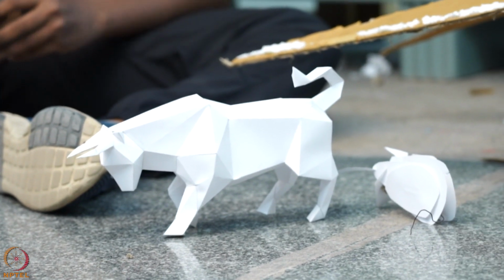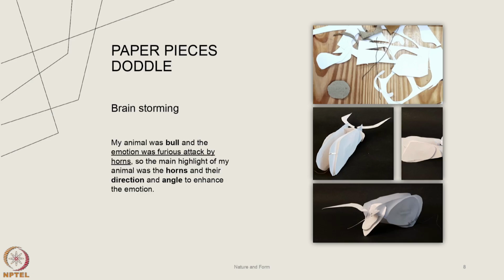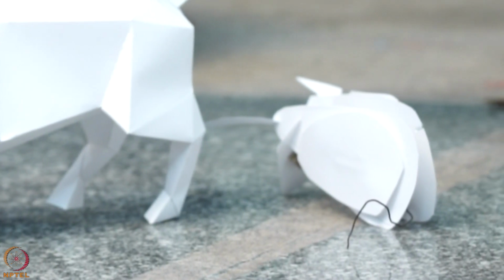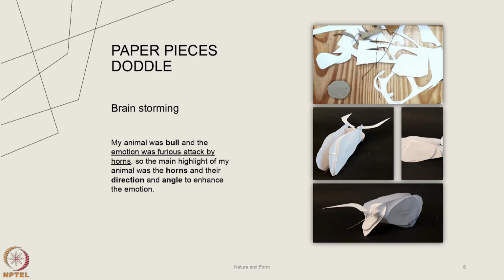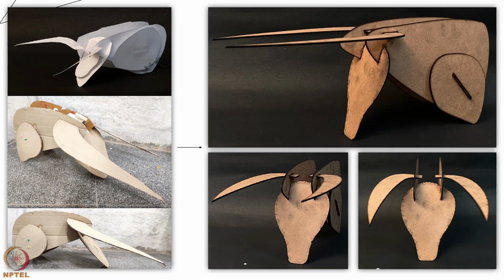Further moving into the process, in animal abstraction we had to create a fully abstract form depicting only emotion. So taking my bull further into abstraction, I created the emotion of furious attack by his horns, and these are my first paper doodles, you can say, which I created while depicting the emotion. As you can see, my horns are in a horizontal position to depict the furious nature and the attacking style of the bull. These are the steps I went through.